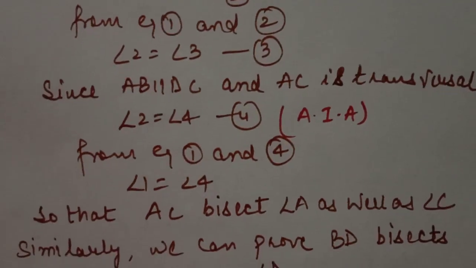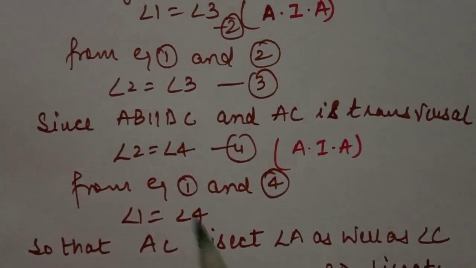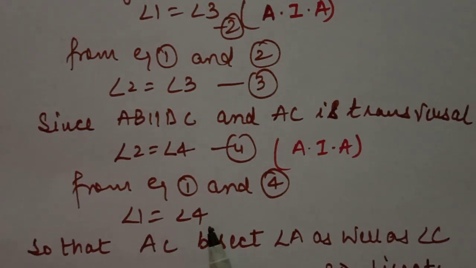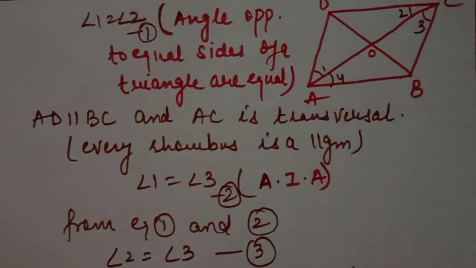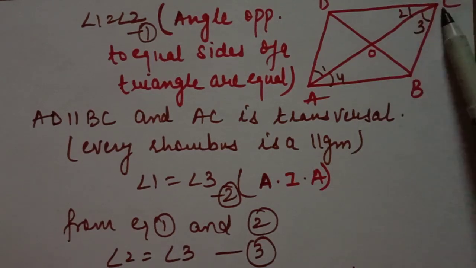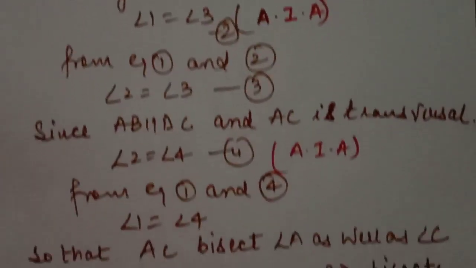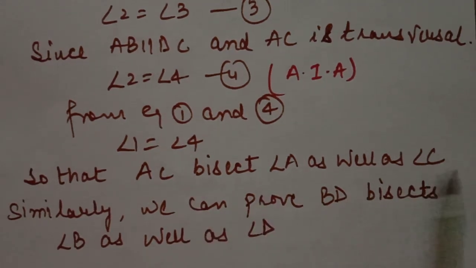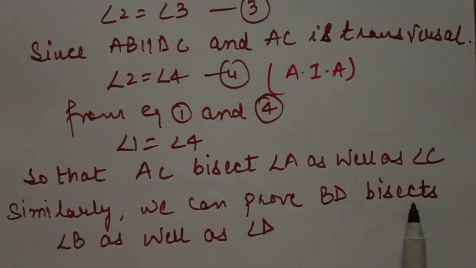It shows that angle 2 and angle 3 are equal to each other and 1 and 4 are equal to each other, so AC bisects angle A as well as angle C, because angle 1 and 4 are present at angle A and 2 and 3 are present at angle C. If both pairs are equal to each other, then AC bisects angle A as well as angle C. Similarly, we can prove that BD bisects angle B as well as angle D.